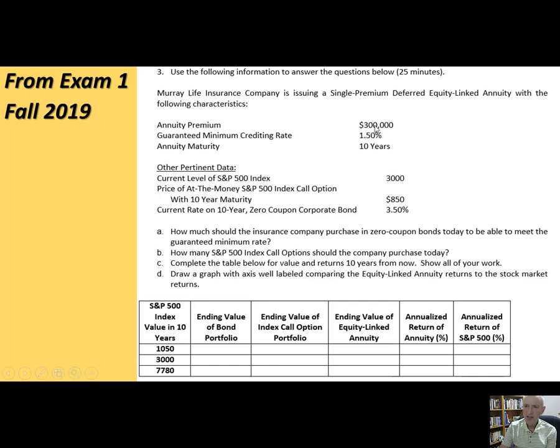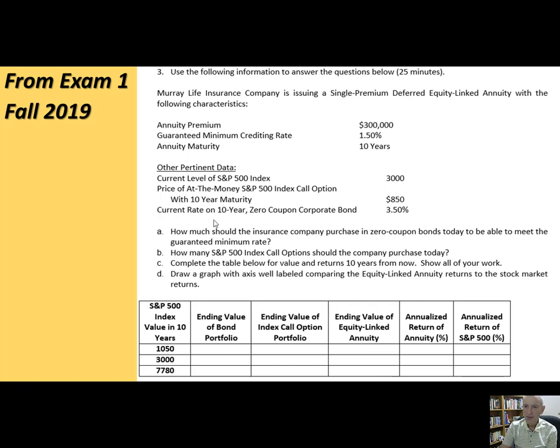So the worst you can do is make 1.5% over the next 10 years. But what we're hoping is to get some of the upside of the stock market. Let's say the S&P 500 is currently trading at 3,000. And there's an at-the-money S&P 500 index call option maturing in 10 years. Now, we do not really have one of these that matures in 10 years. That would be an extreme, what we call a LEAP. A LEAP is a long, long-dated option. However, the insurance company can manage that with how they roll these things forward. So I'm just keeping everything simple.